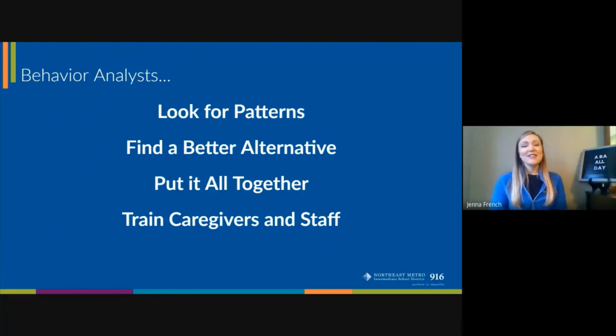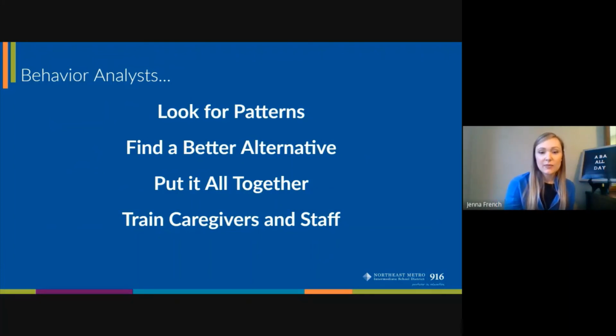We also put it all together. So when we put an intervention together, we might pull in some antecedent strategies. We're going to pull in some teaching strategies to help the individual learn the replacement behavior or the new skill. And then we're going to pull in some consequence strategies, some different types of reinforcement, based on the evidence-based strategies that we have or based on the individual's preferences, that will help make them more likely to both learn and use that new skill that we are teaching them.